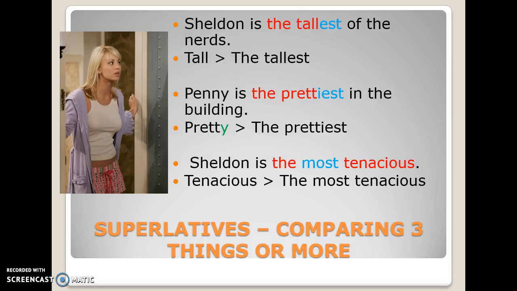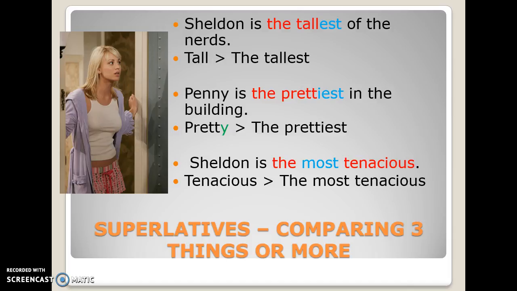So tall was a short word. To form the superlative, I add est at the end of the word, the tallest, the shortest, the smallest, or other examples of this. Now, if the word ends in Y, once again the Y becomes an I in the superlative. For example, with pretty, the prettiest, I-E-S-T. Penny is the prettiest in the building. She is the luckiest in the building.